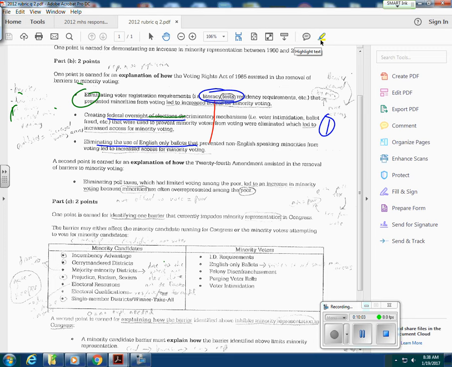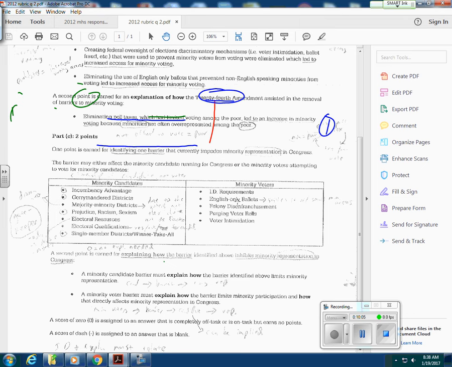And then for poll taxes, they were a little more particular on this one, all right? Because for the elimination of poll taxes, which had limited voting among the poor, you have to make a connection here between poor and minorities, all right? So look at the way they worded this. Led to an increase in minority voting because minorities are often overrepresented among the poor, okay? So you can't just say poor or just minorities. You had to link that together somehow, all right, based on the statistics and things.